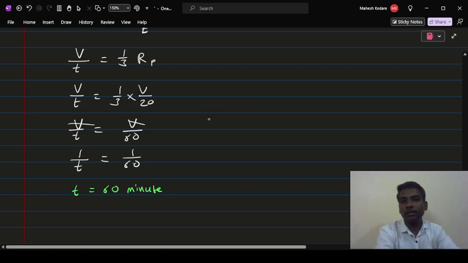It takes 60 minutes for the tank to get empty due to leakage.